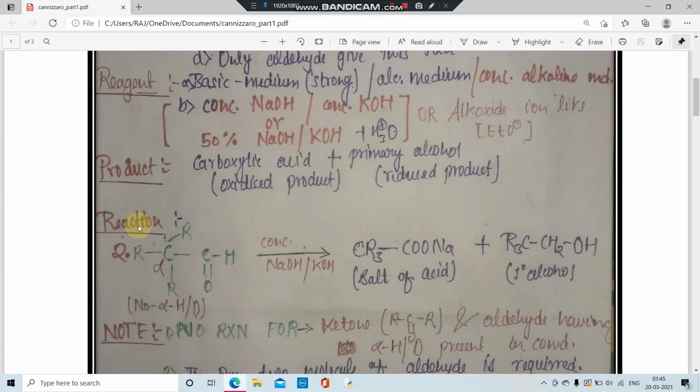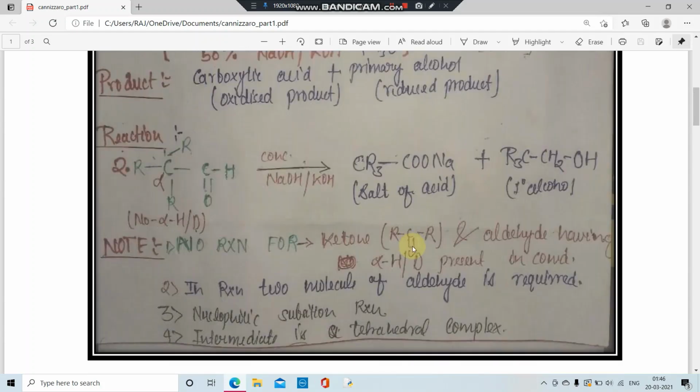Now we are going to take another simple example. This is a simple reactant. There is no sp3 alpha hydrogen at this sp3 carbon. Look, this R is an alkyl group, and this is the carbonyl carbon. There is no sp3 alpha hydrogen. So in the presence of concentrated NaOH or KOH, what do we get? One molecule of acid and another molecule of primary alcohol. This reactant contains two carbons, so we get an acid of two carbons and an alcohol of two carbons.